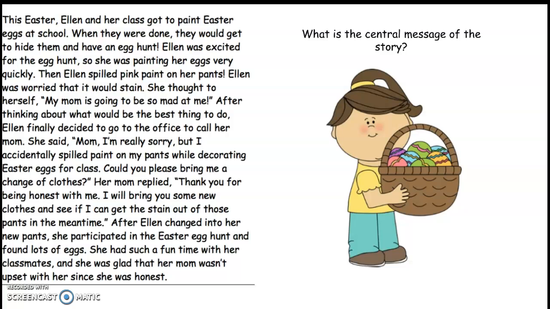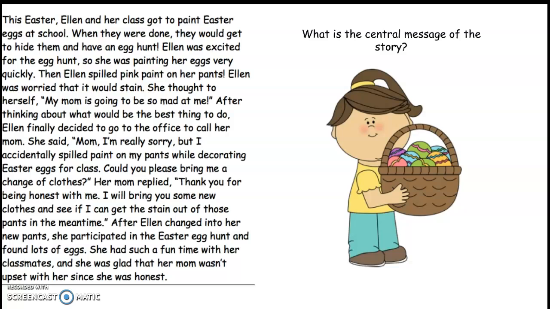After thinking about what would be the best thing to do, Ellen finally decided to go to the office to call her mom. She said, Mom, I'm really sorry, but I accidentally spilled paint on my pants while decorating Easter eggs for class. Could you please bring me a change of clothes? Her mom replied, Thank you for being honest with me. I will bring you some new clothes and see if I can get the stain out of those pants in the meantime. After Ellen changed into her new pants, she participated in the Easter egg hunt and found lots of eggs. She had such a fun time with her classmates, and she was glad that her mom wasn't upset with her since she was honest.